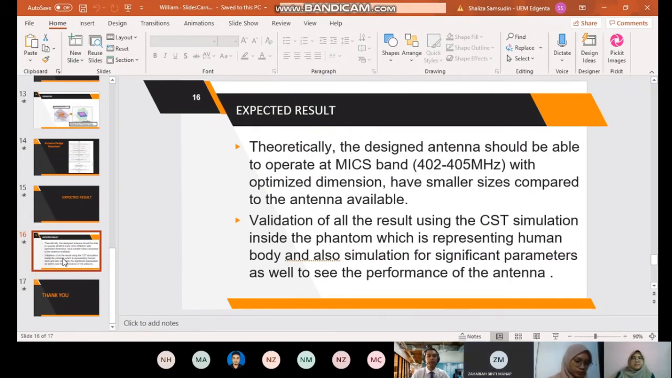So you're going to design by using simulation only, right? You're not going to fabricate, correct or not? Yes, not going to fabricate. All right, good. It's okay.